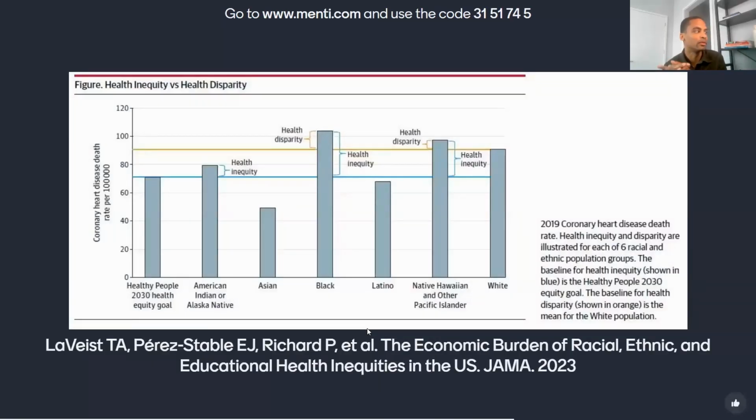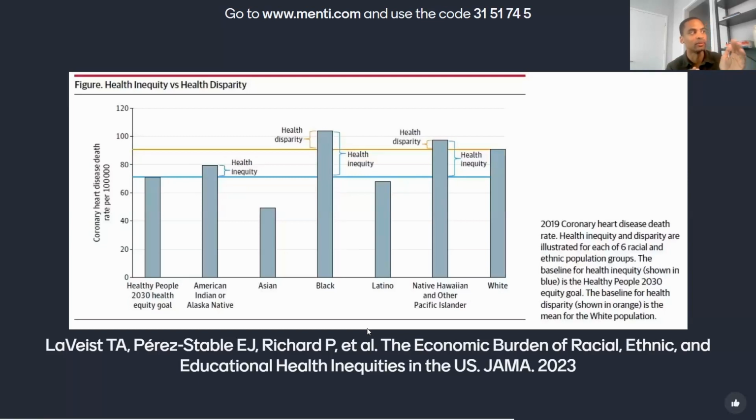The Healthy People 2030 health equity goal is separate from what any particular group has already achieved. And so in this case, this is a paper that we just came out with, published yesterday. We're trying to explain a figure showing the difference between a health disparity and a health inequity. Traditionally, when it comes to racial and ethnic disparities, we think about the difference between the white population and other racial and ethnic groups.